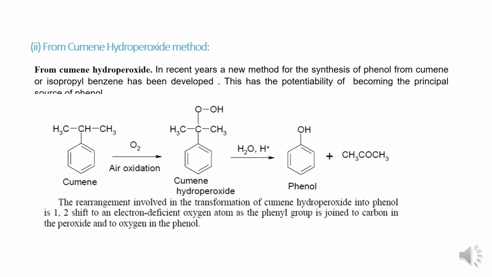Cumene to cumene hydroperoxide could be synthesized through air oxidation. Then a 1,2 shift of an electron deficient oxygen atom, as the phenyl group is joined to the carbon in the peroxide and to the oxygen in the phenol. So replacing of carbon by oxygen takes place via a 1,2 shift.